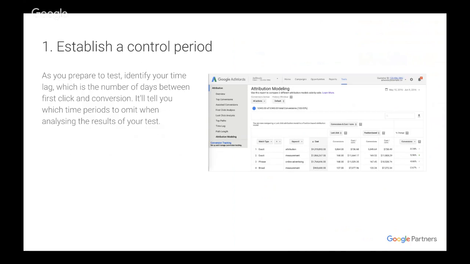Let me go through these steps in slightly more detail. Establishing a control period. As you prepare to test, you need to identify your time lag. Time lag is the number of days between the first click and when the user converts. This is going to tell you which time periods to omit when analyzing the results of your test. The time lag buffer should be half the conversion window. For example, imagine the attribution window right now is 30 days. Therefore, the control period you should set is 15 days.